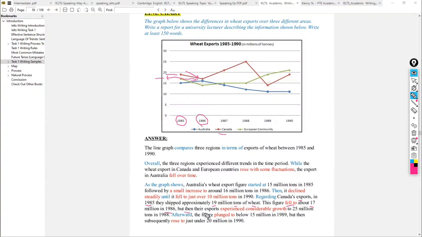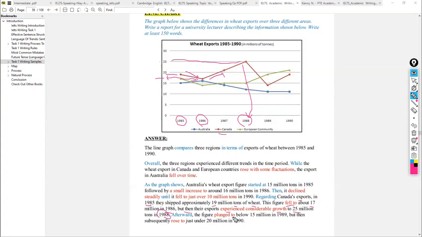Then the exports experienced considerable growth, rising up to 25 million tons in 1988.